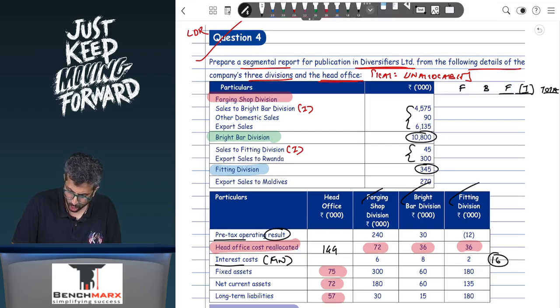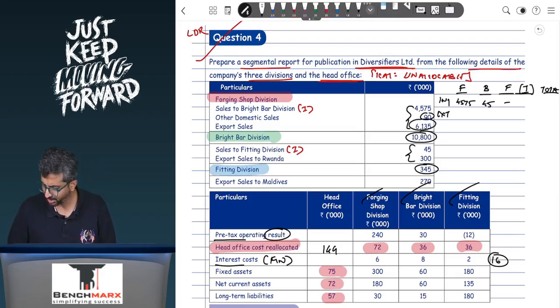So if I go to see over here inter-segment, in inter-segment I will have 4575 over here, I will have 45 over here, and nothing in the fitting division. And external, whether it is local or export, this is 90 and 6135. 6135 plus 90.